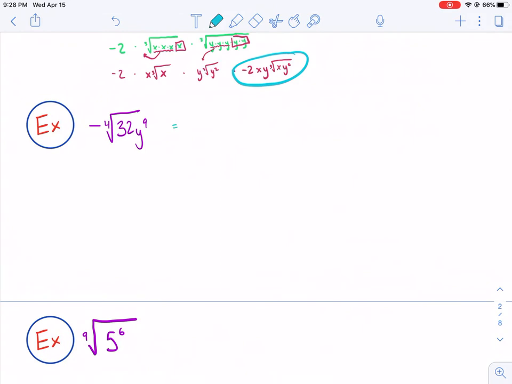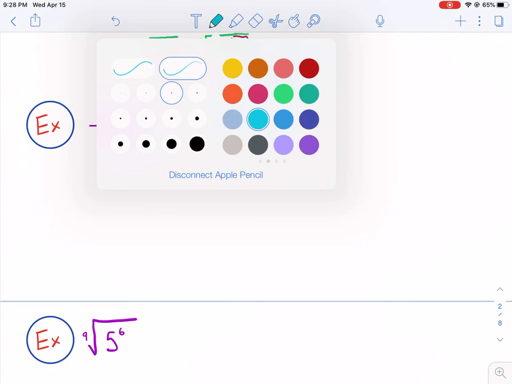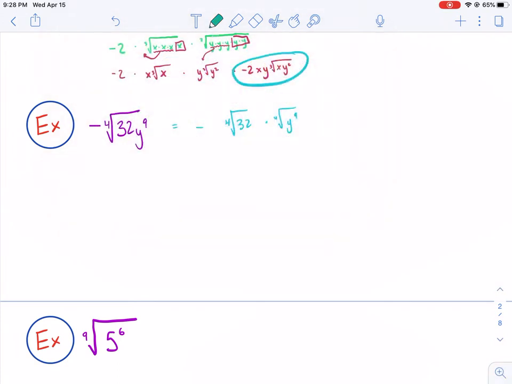Okay, so then we have a negative, and I'm leaving some space in between because we're just going to apply the negative at the end when we're done, okay? So then we have the fourth root of 32, times the fourth root of y to the 9th power. 32 is, there's no number times itself 4 times that gives you 32, so we're going to have to factor tree this one. So we get 2, 16, 2, 8, 2, 4, 2, 2.